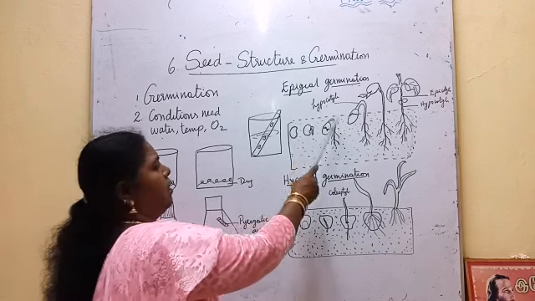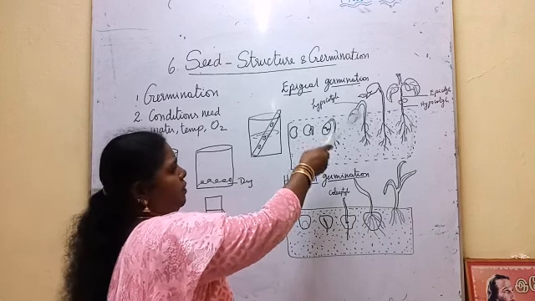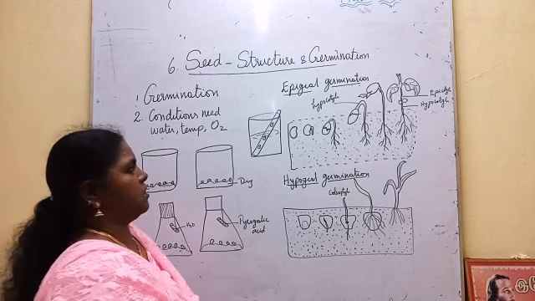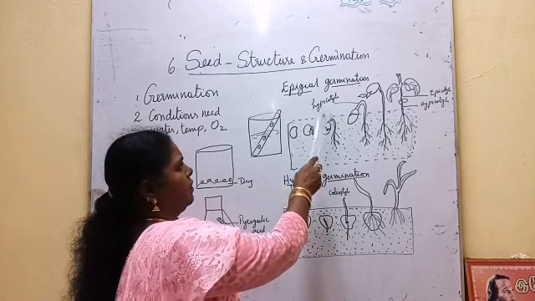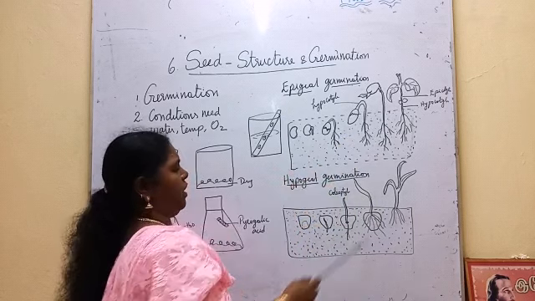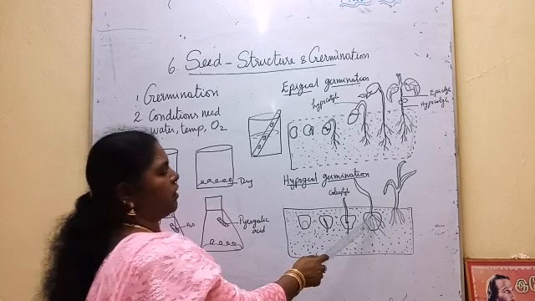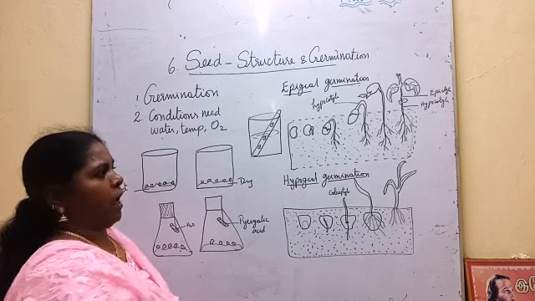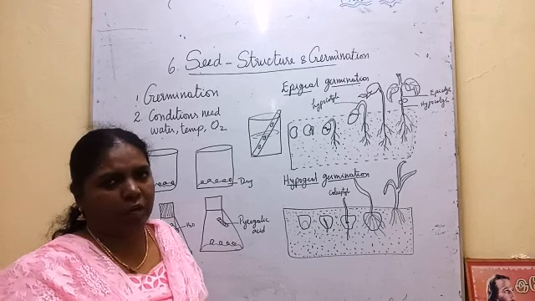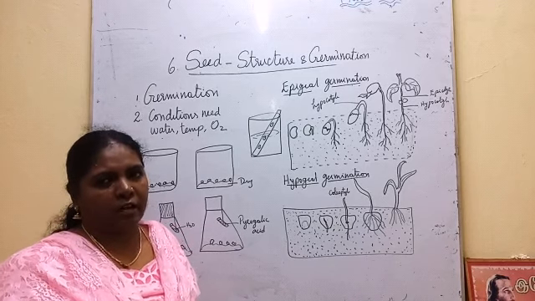In epigeal germination, the hypocotyl elongates first. In hypogeal germination, the epicotyl elongates first. In epigeal germination, the cotyledons are brought above the soil. In hypogeal germination, the cotyledons remain in the soil. How does it elongate? The elongation takes place by cell division, which increases the length.